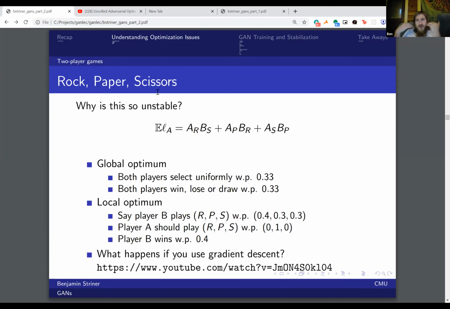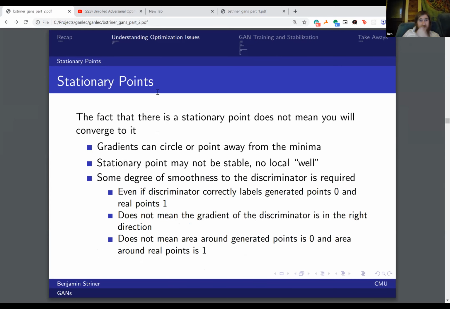So if you can understand why 2 people playing rock, paper, scissors, we know the ideal is for them each to go 33% and 33%, and that's the best for both of them, and that will get both of them the best loss that they can possibly get. But if you do gradient descent of the 2 people against each other, you will never get to that point unless you start adding in other things. There is a stationary point, but there's no pull towards the stationary point.